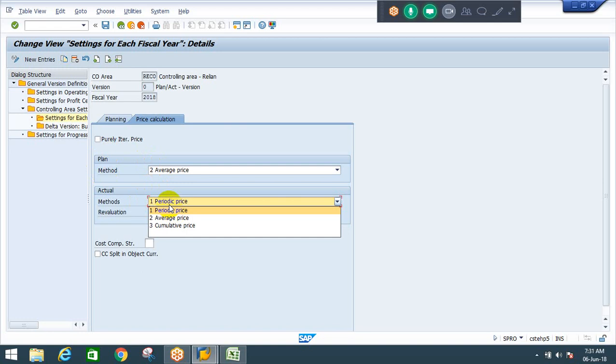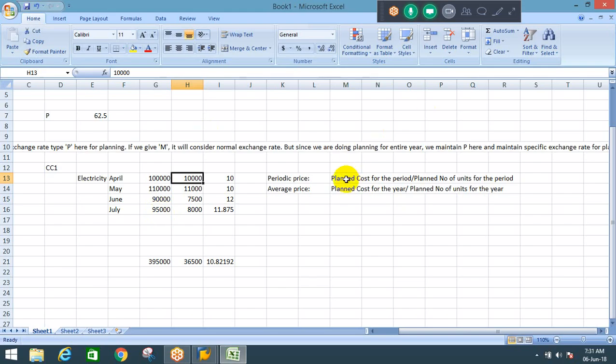Actuals also, we need to calculate the price. So we have periodic price, average price, cumulative price. Periodic price is the same formula, but actuals instead of plan. Actual cost for the period divided by actual number of units. Average price means actual cost for the period divided by actual number of units. Note down periodic price, average price, cumulative price.